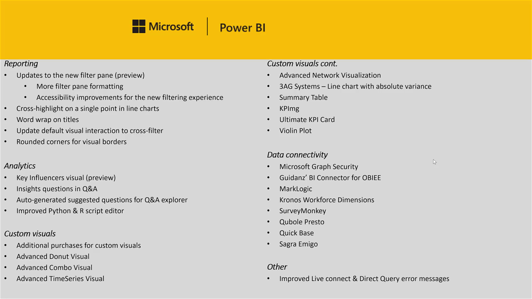Now, this month, we're finally bringing line charts to parity with our other Cartesian charts that let you cross-highlight on an individual point. So they'll now act just like, say, a stacked column chart, where if you click on a point, it selects that point instead of the entire series. Of course, you can continue to cross-highlight through the legend to select the series as well.